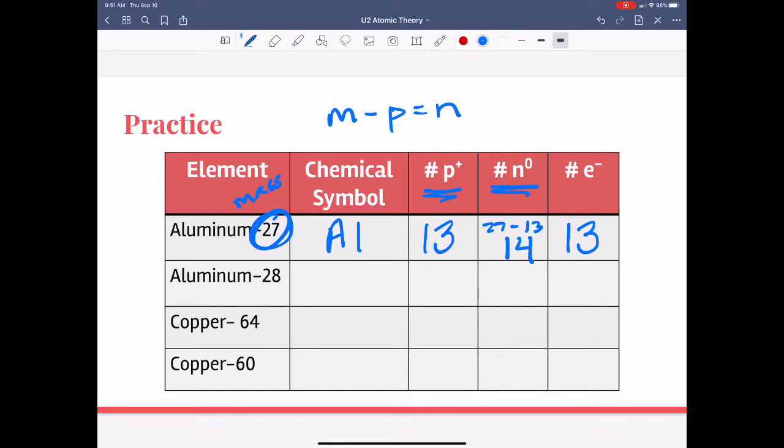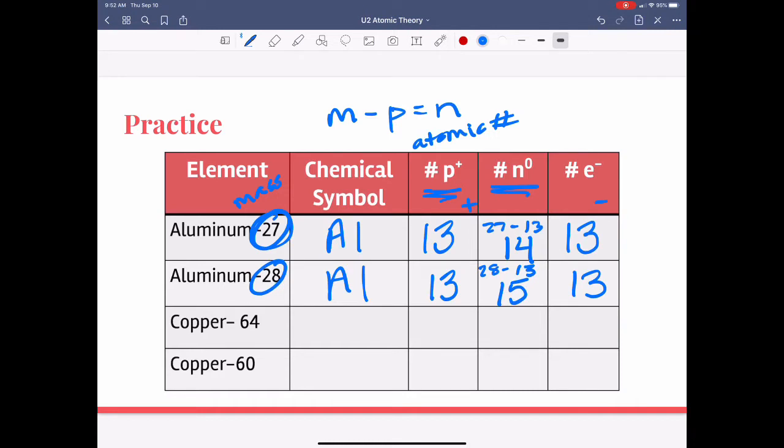Aluminum 28. Again, I still have the same chemical symbol. I didn't change what element I'm talking about. Aluminum. The number of protons, or my atomic number, did not change. Remember, that never changes, or I would have changed elements. So that's, again, 13. Dealing with neutral elements, so protons, the amount of positivity, and the amount of negativity have to be equal. And so now we can find our neutrons. Mass, 28, minus 13, gives me 15 neutrons for aluminum 28.